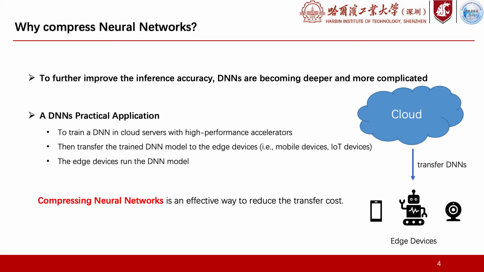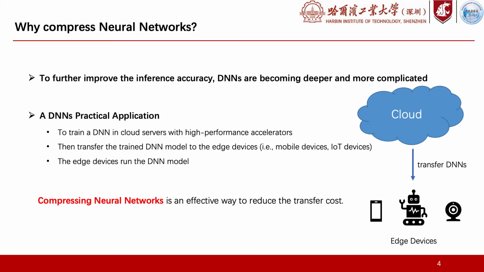Why do we need compressed neural networks? To further improve the inference accuracy, DNNs are becoming deeper and more complicated. Meanwhile, the frequent training of DNNs results in huge overheads of storage and network. The overhead overwhelms resource-constrained platforms such as mobile devices and IoT devices.